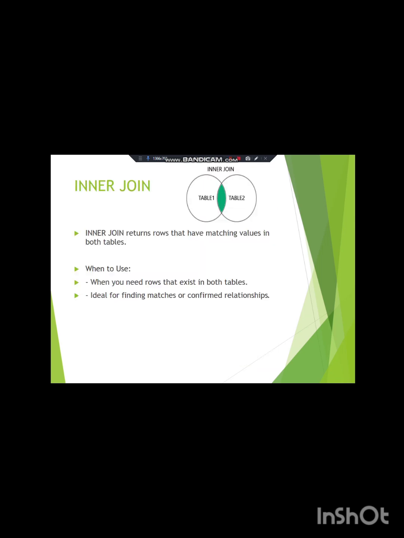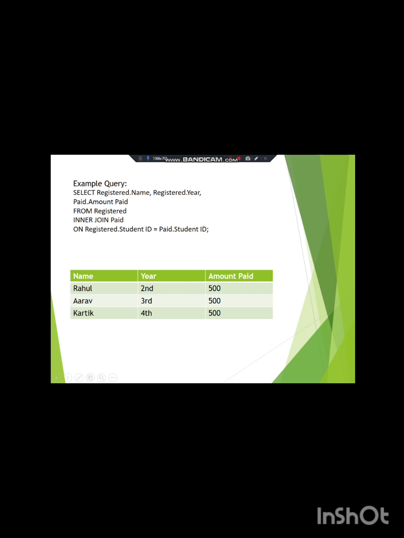Now, what is inner join? It returns records that have matching values in both the tables. Now, when to use inner join? When you want matching records from both the tables, you can use inner join. Here, this query shows only students who are in both the registered table and paid table, and they are your confirmed attendees.